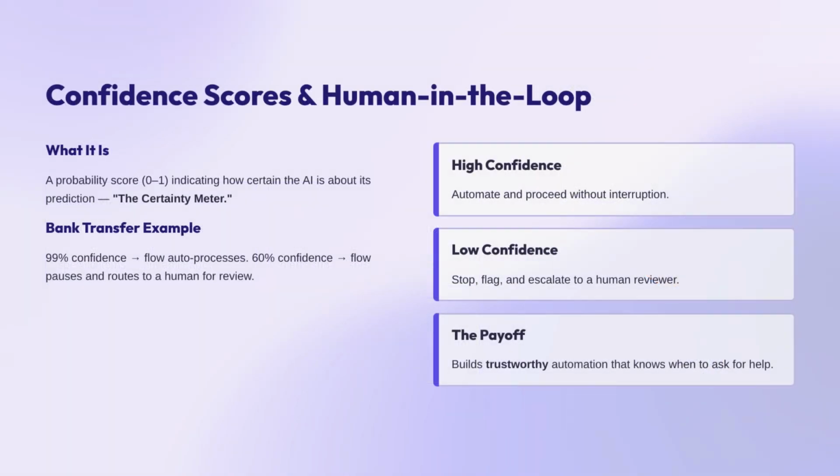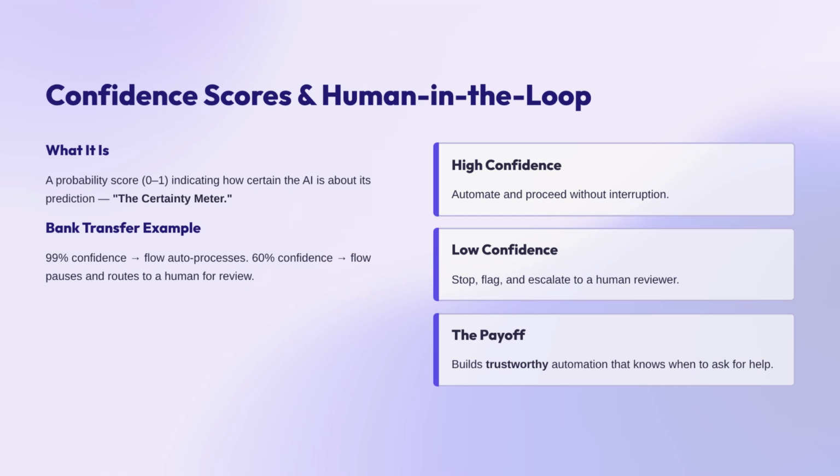The formal definition describes the probability score, usually between 0 and 1, that an AI model returns to indicate how certain it is that its prediction or extraction is accurate. To put it very simply, it is the certainty meter. The AI is honest. It will tell you, I'm 95% sure this is an invoice, or I'm only 40% sure this is a dog. In an intelligent flow, we use this to be safe.